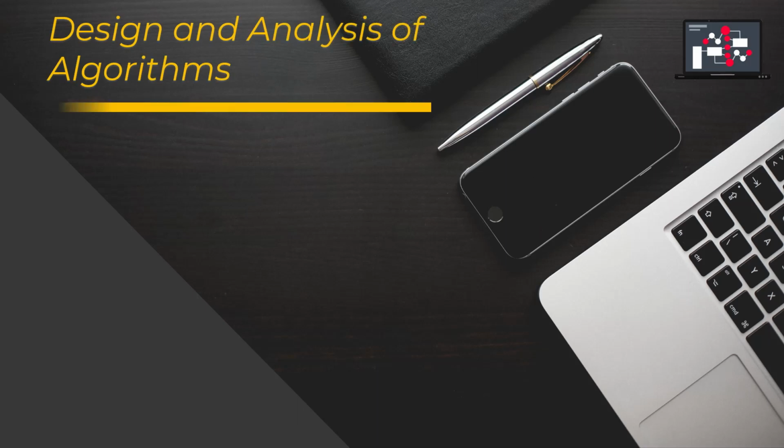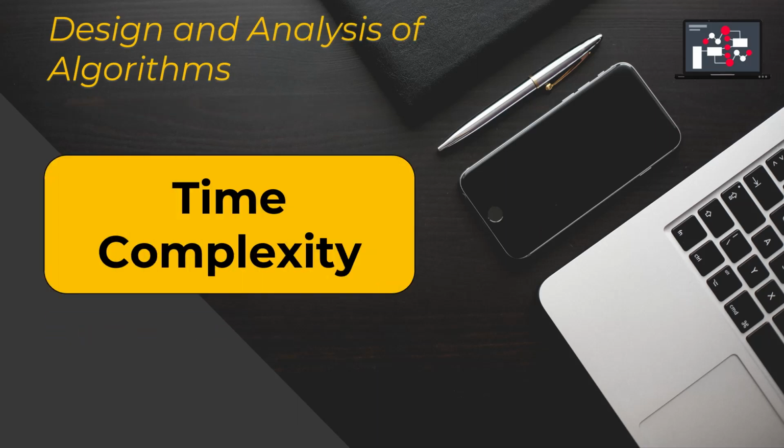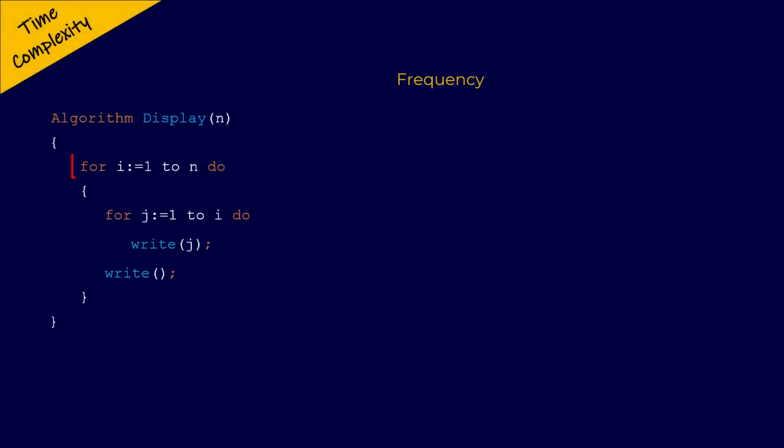In this video, we will look at how to compute the time complexity of a different kind of nested for loop. We will focus on the number of times the primitive operations are performed by an algorithm to compute the time complexity. Let us look at the pseudocode of this algorithm and compute its time complexity. This algorithm takes only one parameter n and displays the values of variable j at each iteration.